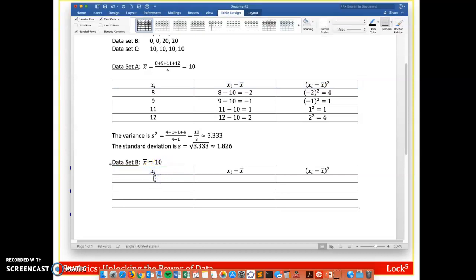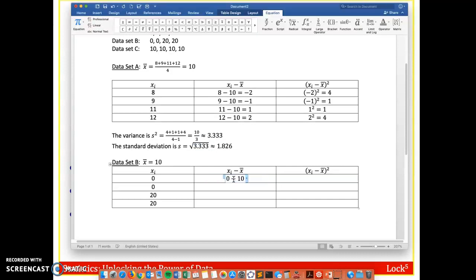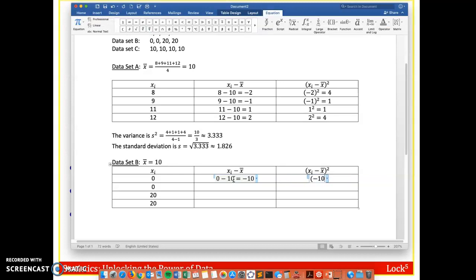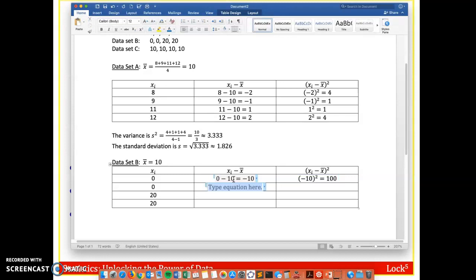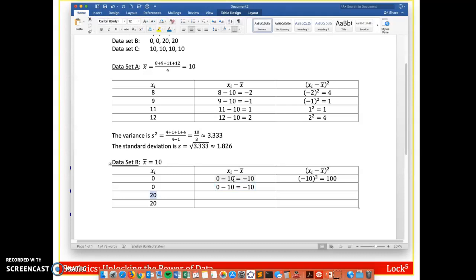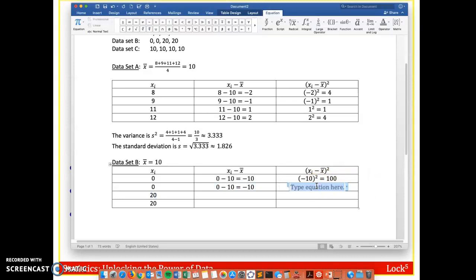I've got 0, 0, now 20, and 20. And then here I'm going to take 0 minus 10 equals minus 10. And then take that value, minus 10, square the whole thing, including the negative, to get 100. Second data set, I still get 0 minus 10 equals minus 10. And square that value to get 100.